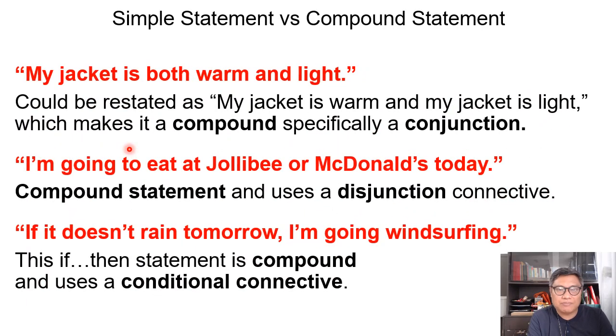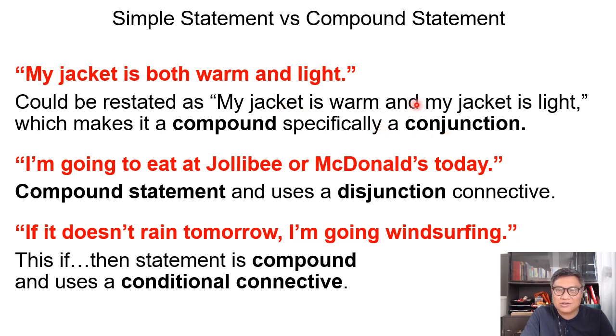Now, we have other examples here. My jacket is both warm and light. Although, class, of course, you have your English subject, but in math, sometimes it's very awkward to write a statement, but that's how it is. So my jacket is both warm and light, rather. You can rewrite this as my jacket is warm and my jacket is light. Here you can easily see that there are two statements and it made use of the connective and, and this makes it a compound and a conjunction in particular.